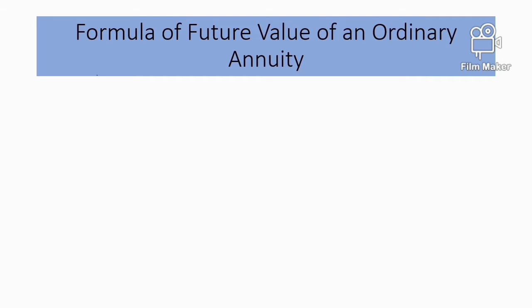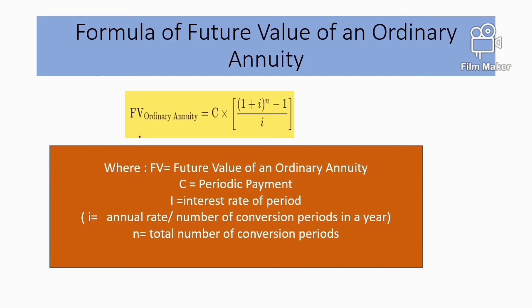Formula for the future value of an ordinary annuity: FV equals C times (1 plus i) raised to n, minus 1, divided by i, where FV is the future value of an ordinary annuity, C stands for the periodic payment, i is the interest rate per period, the annual rate divided by the number of conversion periods in a year, and n is the total number of conversion periods.